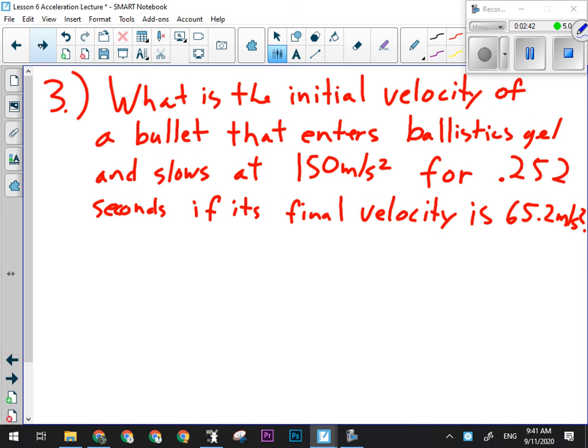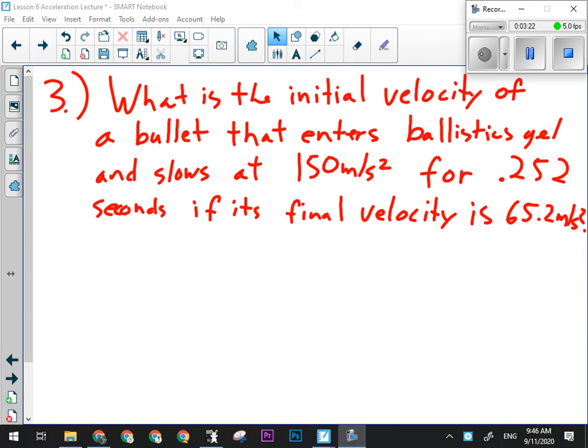Try this one. We're looking for the initial velocity of a bullet that enters ballistics gel. That's the stuff they use when doing crime scene investigations, to see how far away a shot was fired from. It slows at 150 meters per second squared for 0.252 seconds, and its final velocity is 65.2 meters per second. In other words, it was a through and through, went in one side and out the other, which is often what happens when something gets shot. The bullet very rarely actually lodges inside.